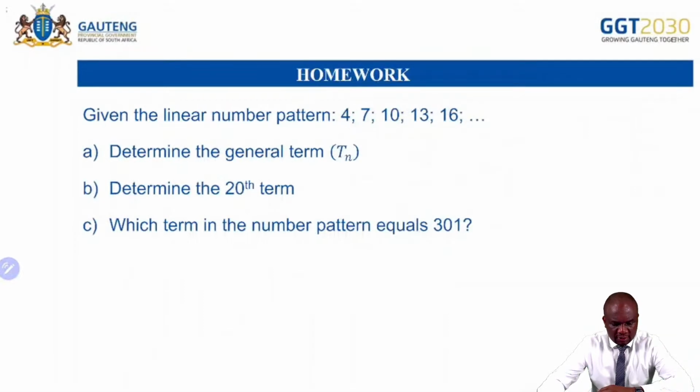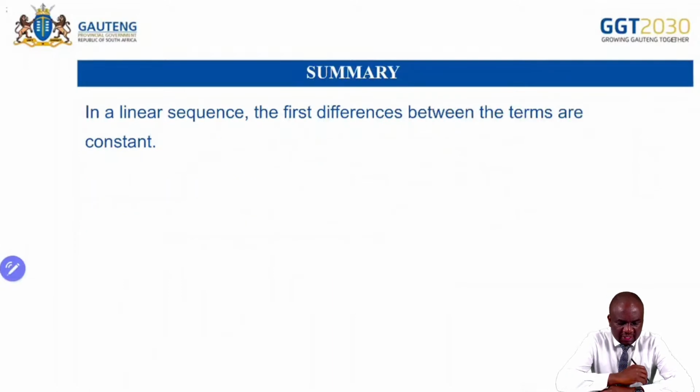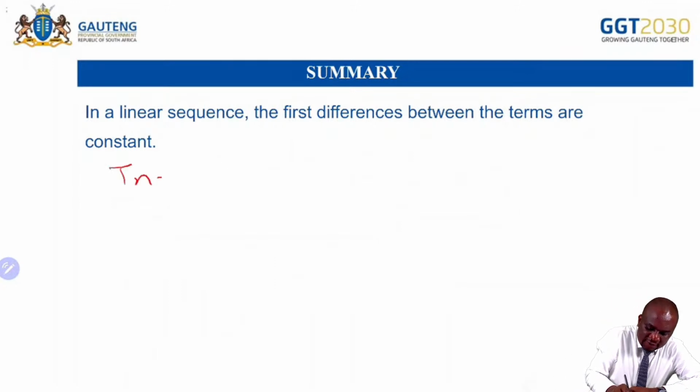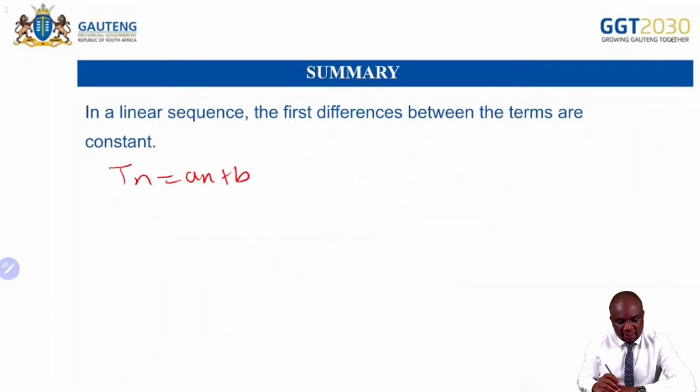Right, welcome back. So we said that in a linear sequence, the first differences between the terms are constant, and that our Tn is equal to An plus B, where Tn is the term in the sequence, A is the constant difference, n is the term number, and B is a constant.